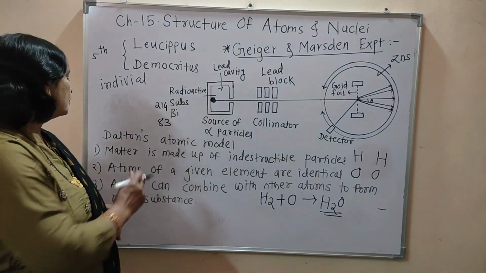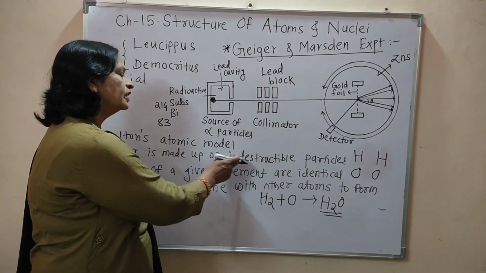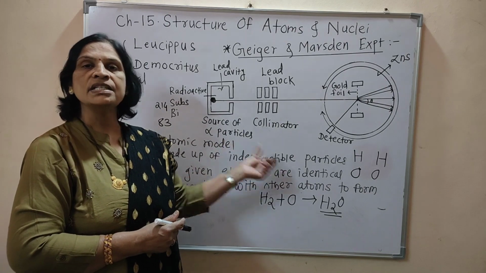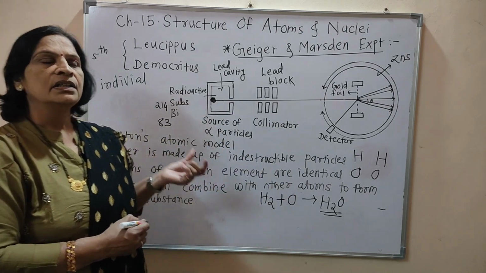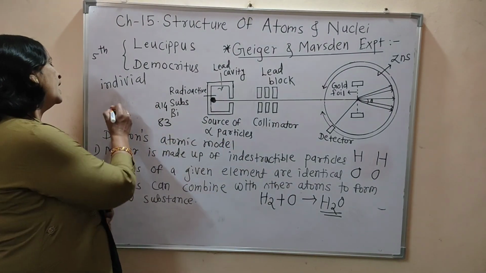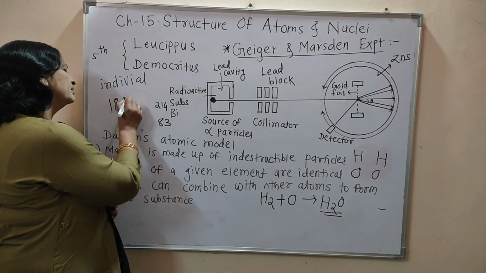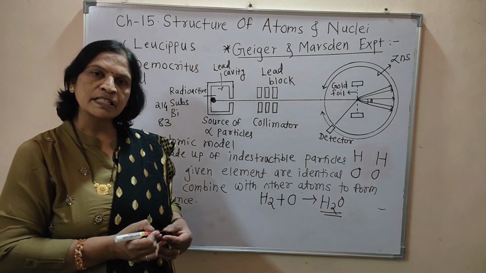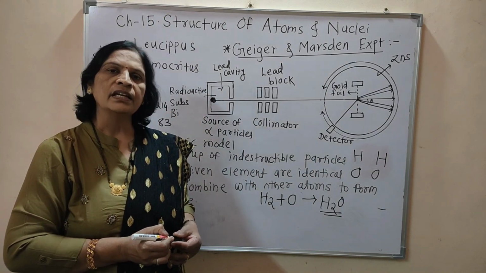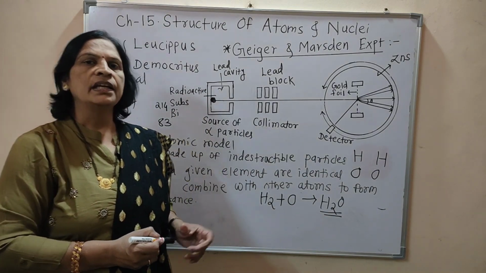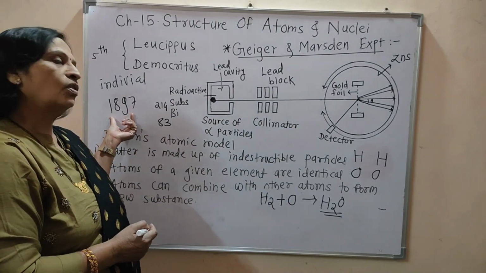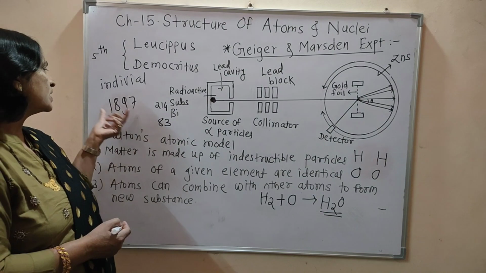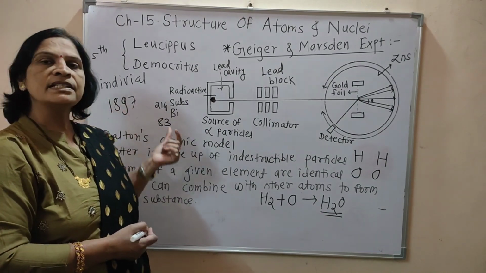But the first assumption of this theory was shown to be wrong by Sir J.J. Thomson. In October 1897, Sir J.J. Thomson performed an experiment while studying the cathode rays. He discovered the electron. Means in October 1897, the discovery of the electron was made by Sir J.J.